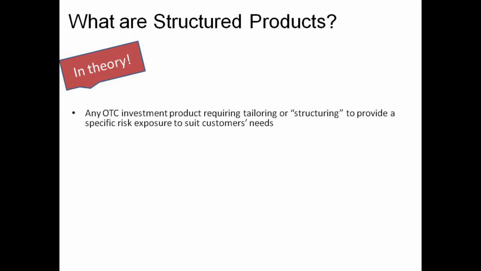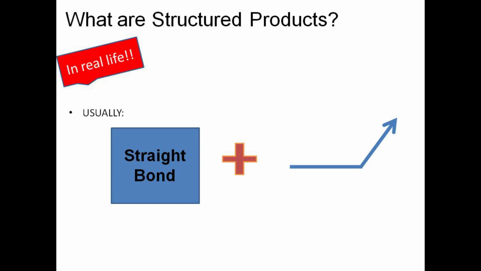So we're going to move on to the third part of this class, and that is structured products. And so structured products are, in theory, any over-the-counter investment product that requires tailoring or structuring to provide a specific risk exposure to suit a customer's need. Now, in real life, they're usually just made up of a bond and an option. So there'll be a bond with some optionality added in on top of it.